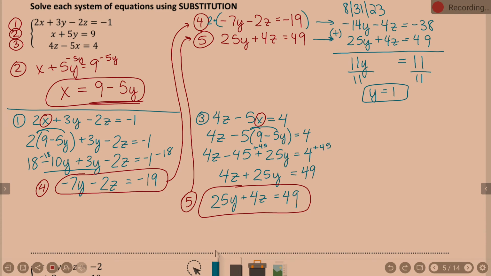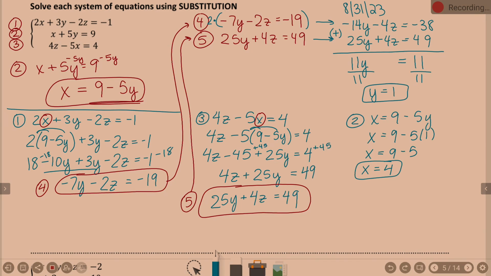You guys know what to do here, right? Take the y and put it into, usually we say 4 or 5, or there's another option here that will actually work this time. 2. 2 would make life real nice, wouldn't it? So if we use 2, x equals 9 minus 5y. So x equals 9 minus 5 times 1. So x is 4, right?